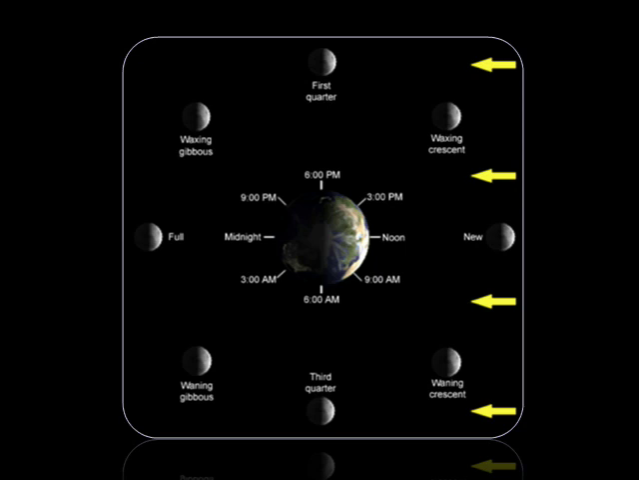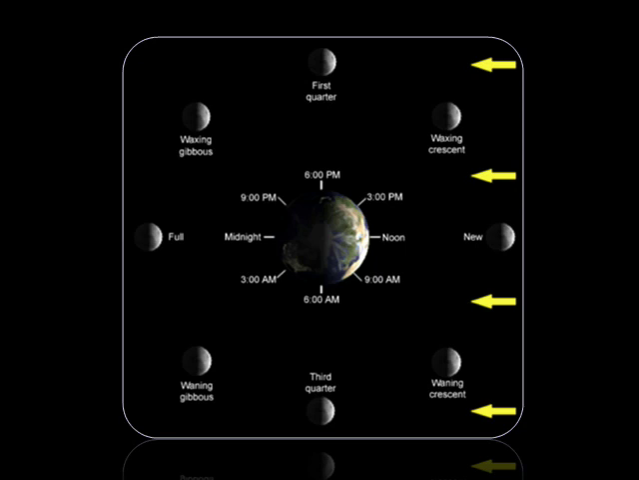The full moon rises at 6 p.m. and sets at 6 a.m. The full moon is up all night long. The waning gibbous rises at 9 p.m. and sets at 9 a.m. And the third quarter rises at midnight and sets at noon. The waning crescent rises at 3 a.m. and sets at 3 p.m., and then we're back to the new moon again.